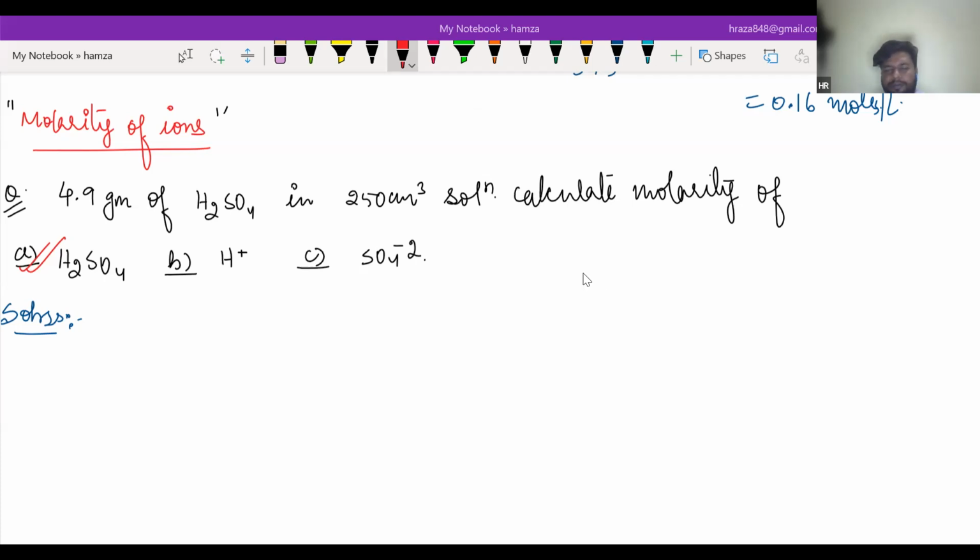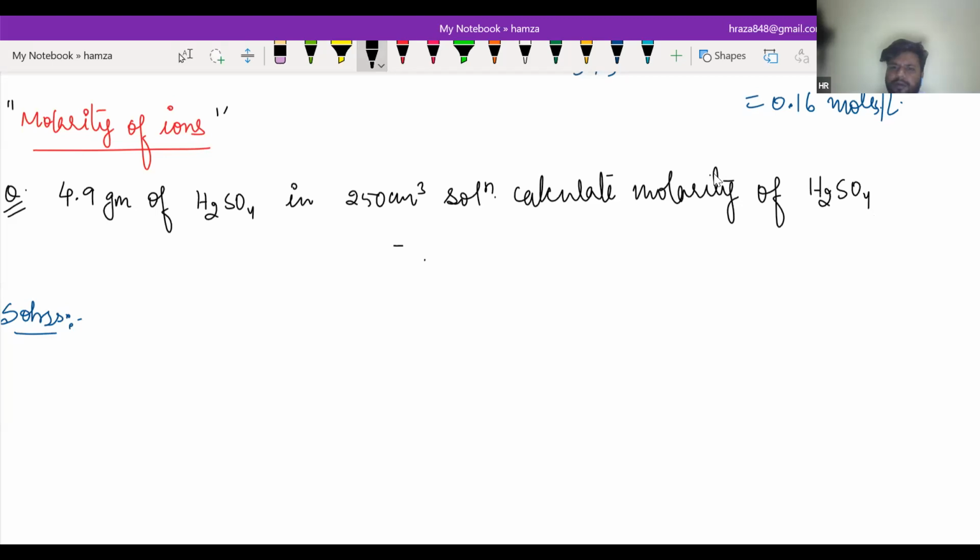It's so easy. Let me ask you a question. I'm making it easy for you. If I give you 4.9 gram H2SO4 in 250 centimeter cube solution, calculate the molarity of H2SO4. Can't you calculate this? Yes or no? Hamza? Yes, sir.